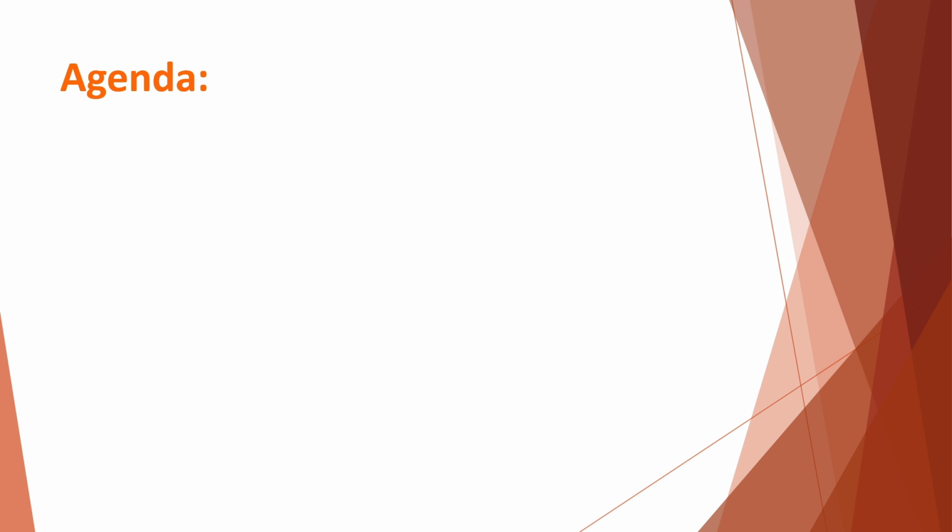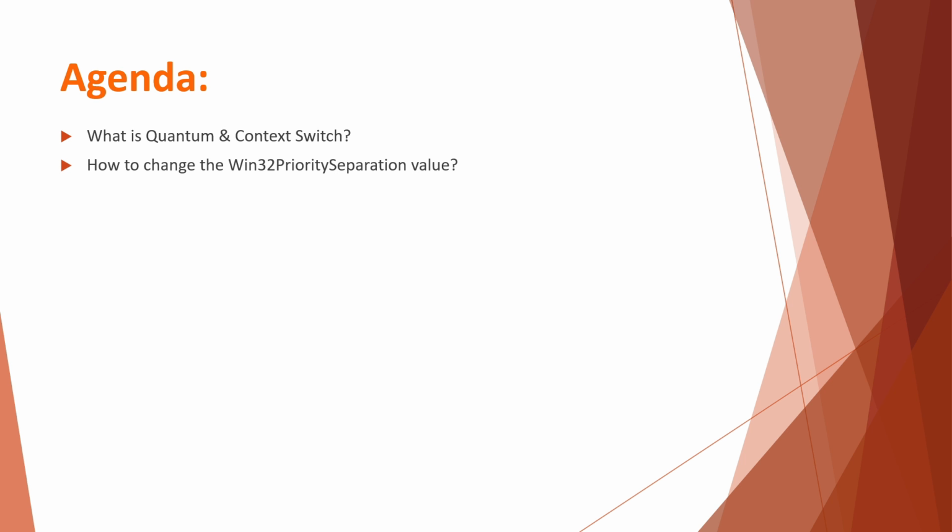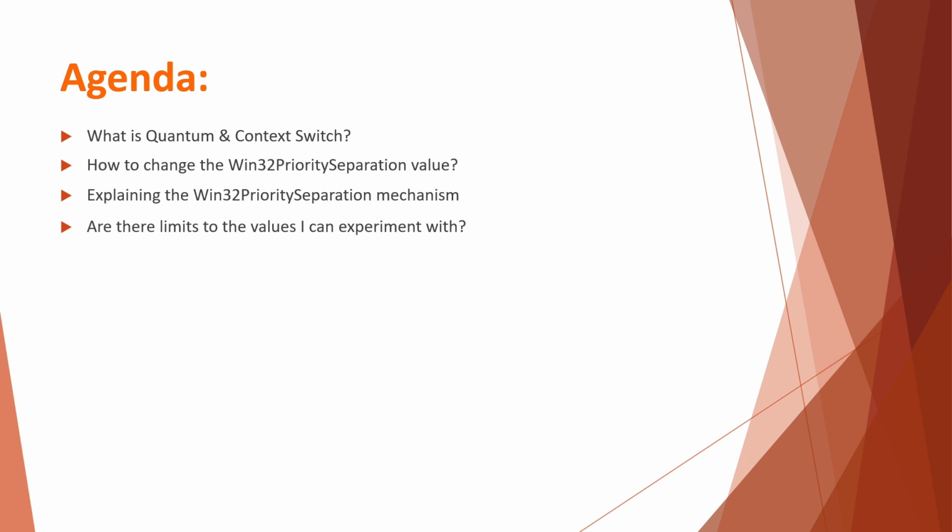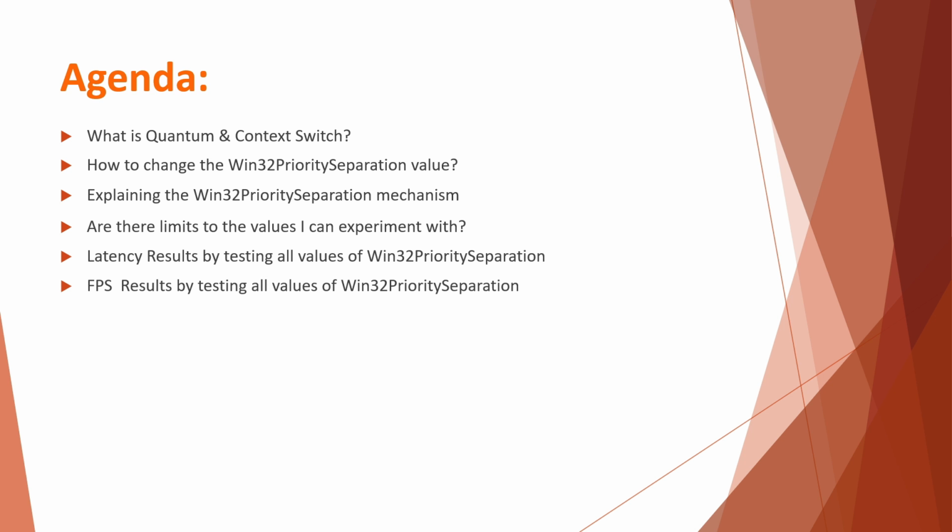The agenda for today includes what is quantum and context switch, how to change the Win32 priority separation value, explaining the Win32 priority separation mechanism, whether there are any limits to the values I can experiment with, and latency results and FPS results from testing all those values.